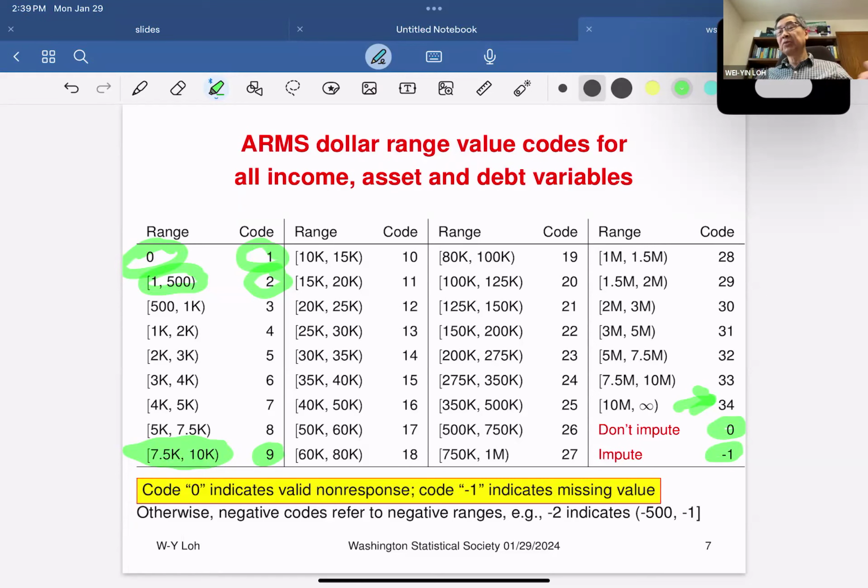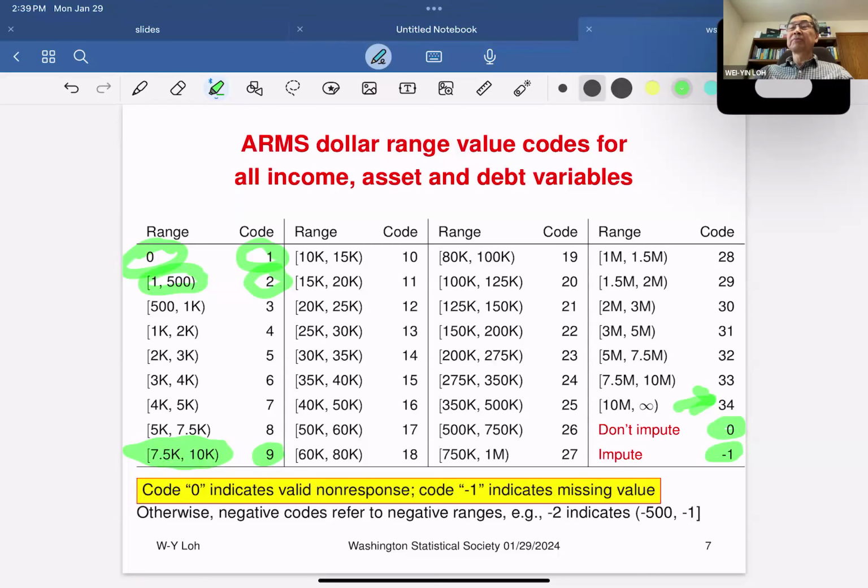A good example, as we'll see later, is age of spouse. So if age of spouse is missing and the person is not married, that will be coded as a 0. But if the person is married and doesn't want to tell you the age of spouse, then it's a -1.